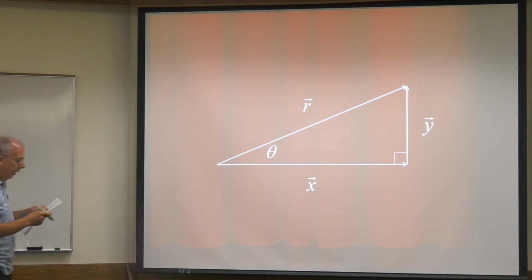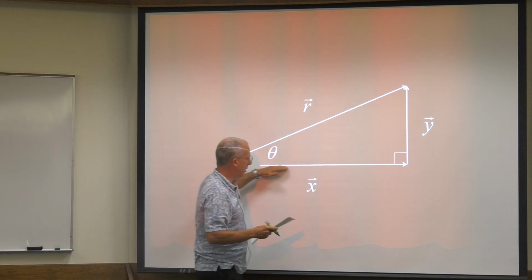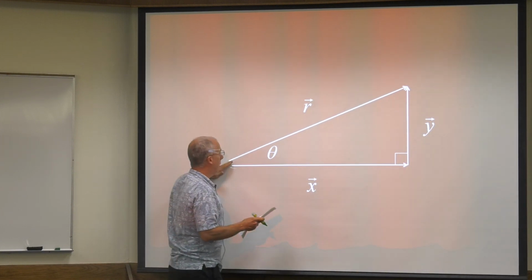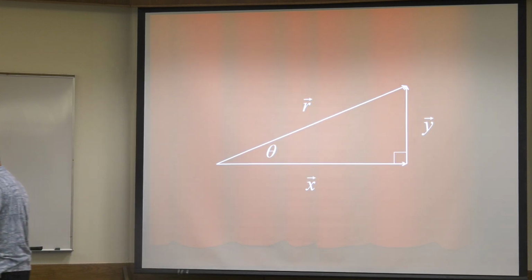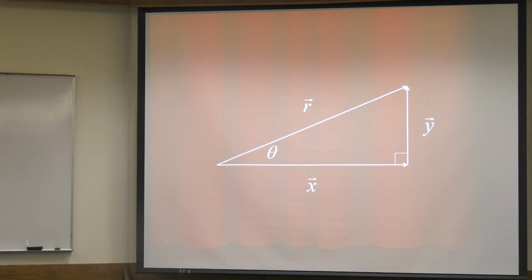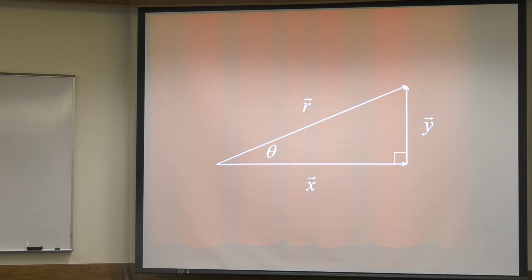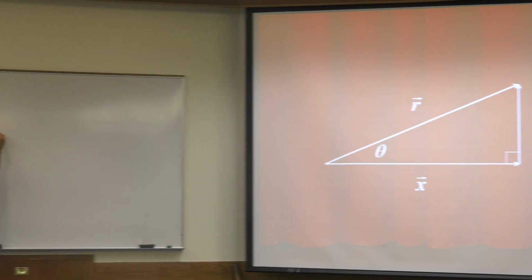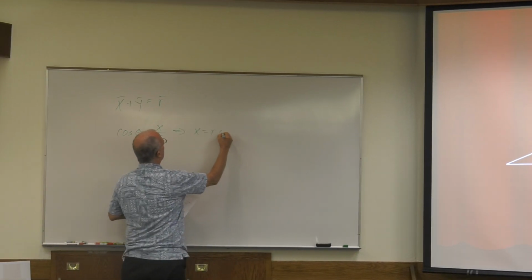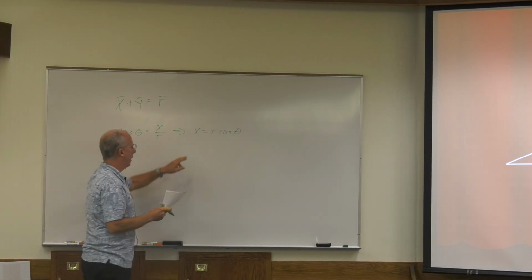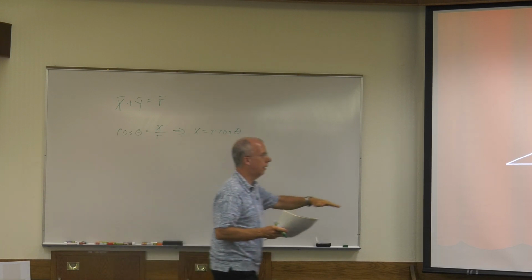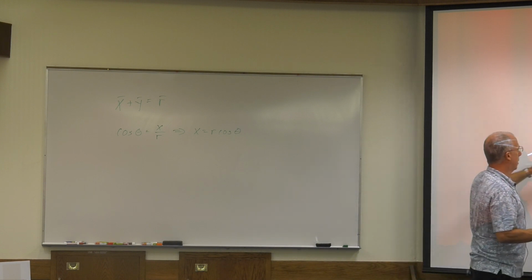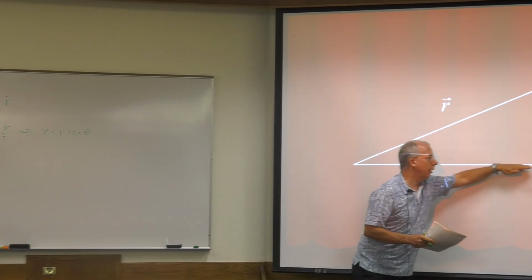All right? Now, what is this x component in terms of the r and in terms of the angle? Well, just go back to trig. So cosine theta is adjacent over hypotenuse. So therefore, x equals r cos theta. And again, we say that x is the x component of r. Right? Or you can say it's the projection of r along the x-axis.